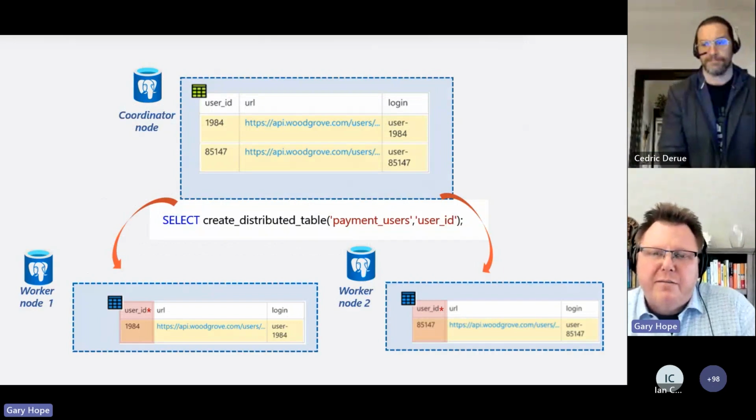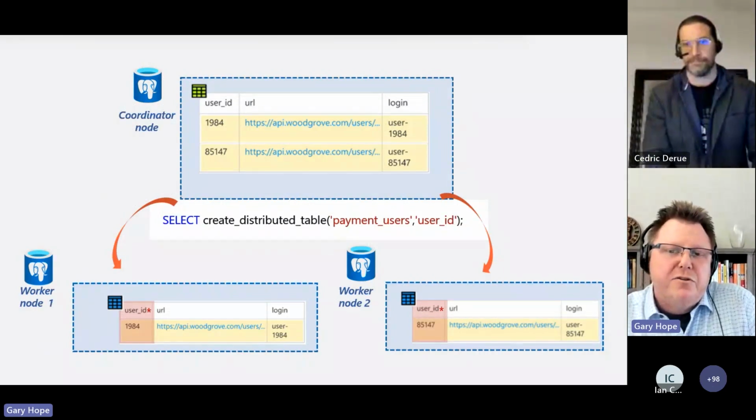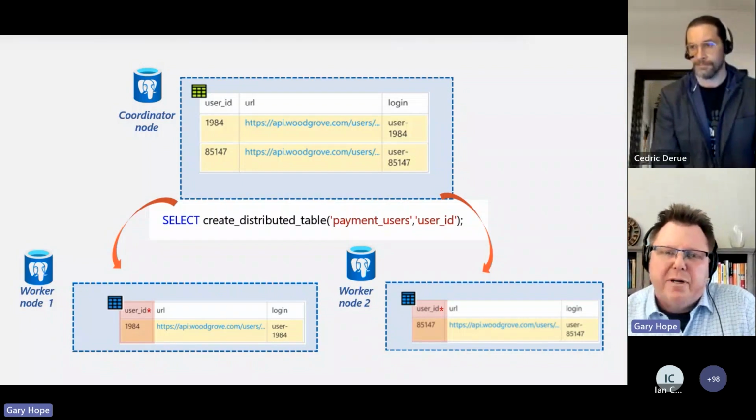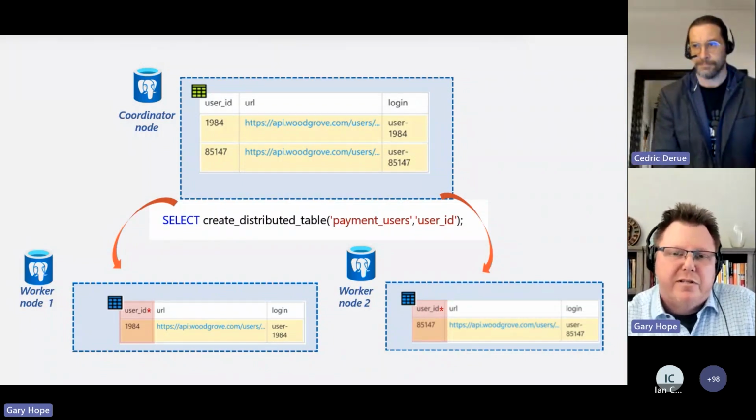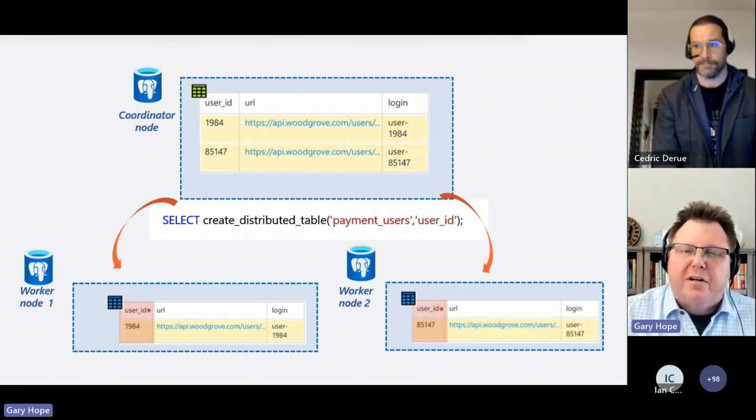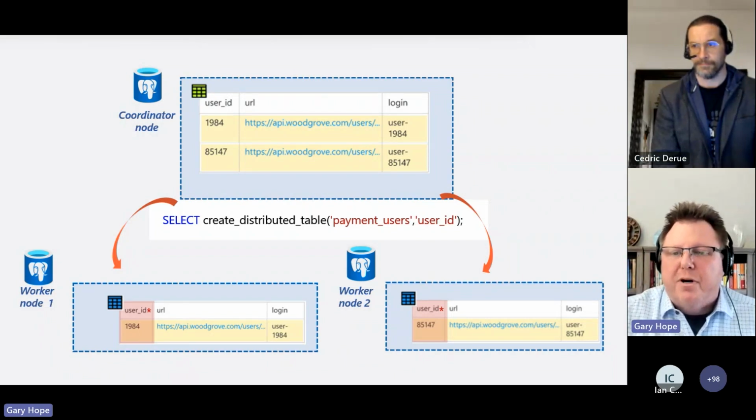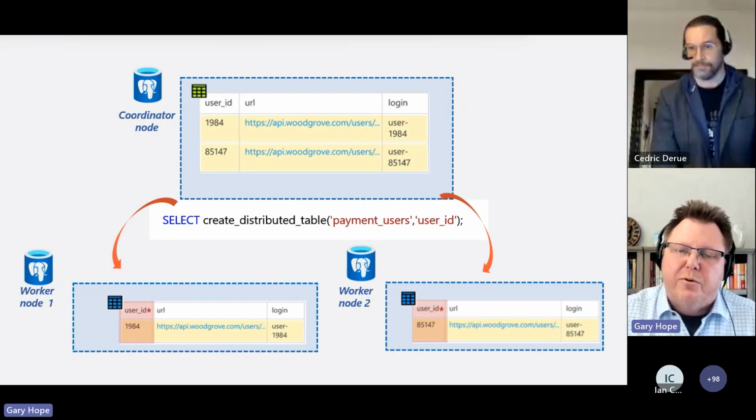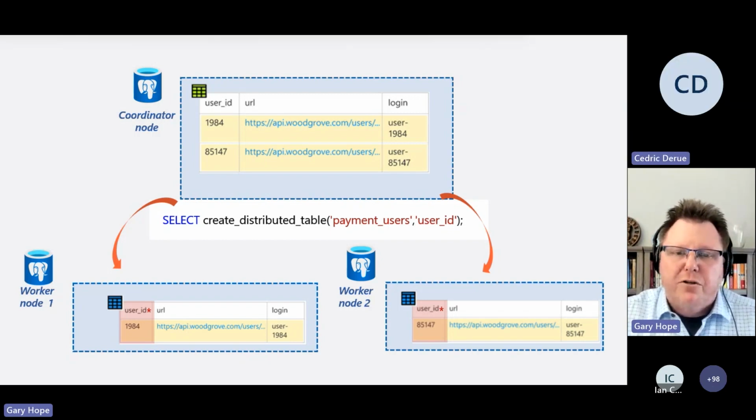At Woodgrove Bank, the team investigated further and discovered that user ID makes sense as the distribution column because it's central to the application and appears in most queries. Distributed tables are created with the distribute table function, which takes at least two parameters, the name of the table to distribute and its distribution column. Here you can see the query that will distribute the users table from its local version into a distributed version using the user ID.